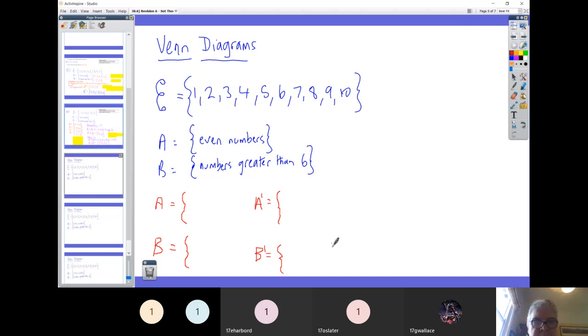Okay, so you're doing four things for me at the moment. With this new question here, you're writing out the members of A, so all the even numbers that are in that universal set, all the members that are in B, and how do you get in B? You've got to be greater than 6, then not A and not B.